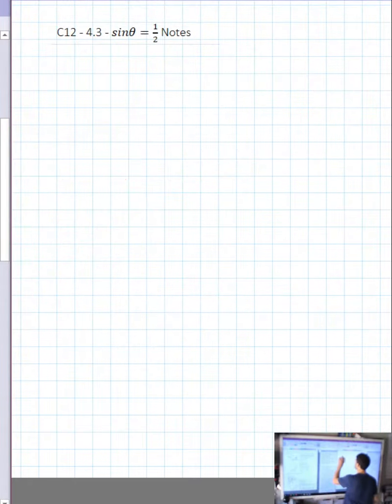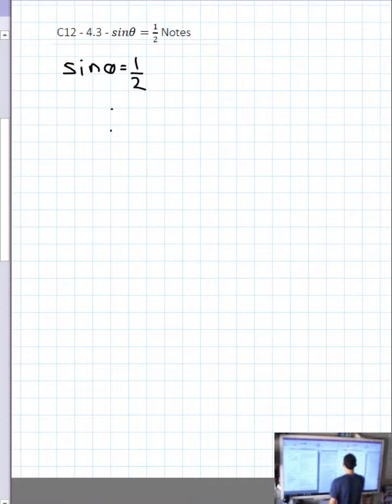Okay, so before we were looking at expressions, and now we're going to be looking at simple equations. So sine theta is equal to a half. Well, what does that mean? Well, I'm going to start by drawing an ASTC graph, which I do most of the time.